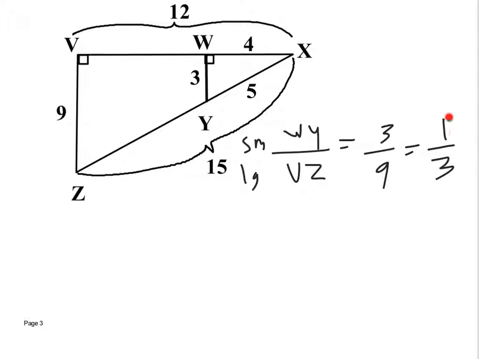It just means that for every 1 foot or inch or whatever unit on a small one, that's 3 on the big one. So any side we do should have this same ratio. So let's do a different side. Let's do XW. What side is corresponding to XW on the large one? VX, right? VX, the entire thing. XW or WX is 4. VX is 12. Does that reduce to 1/3?